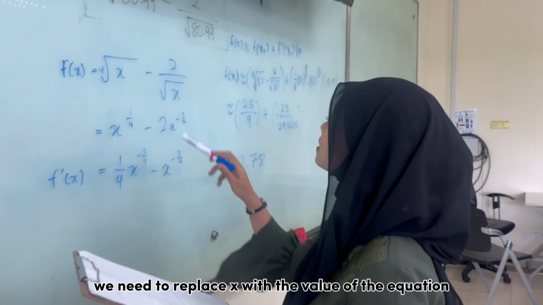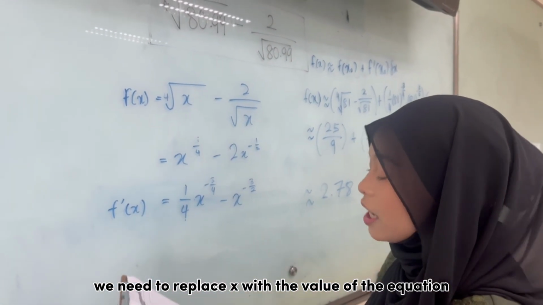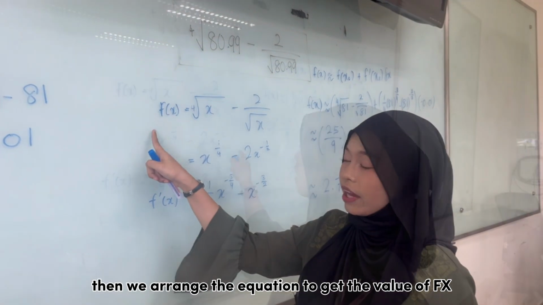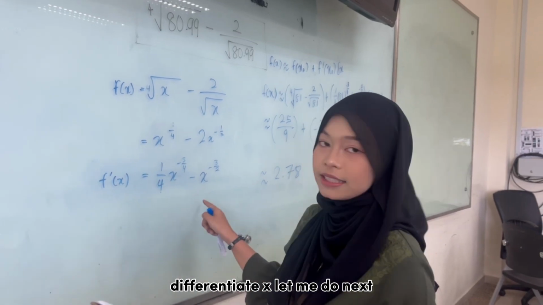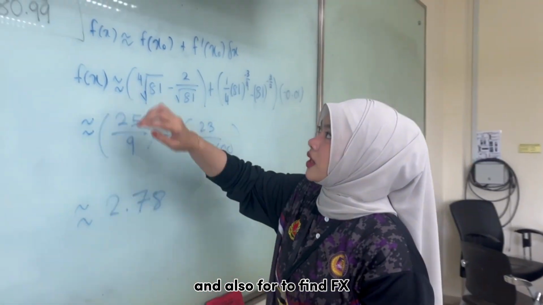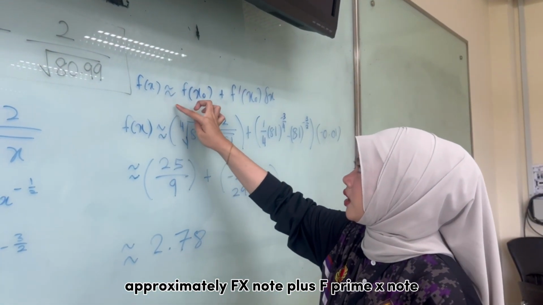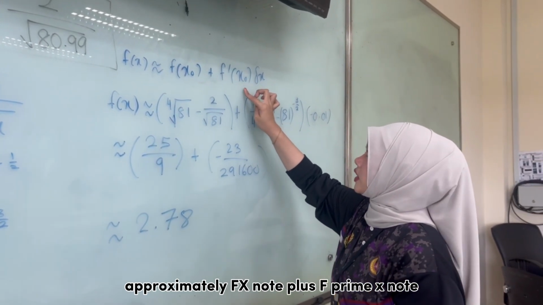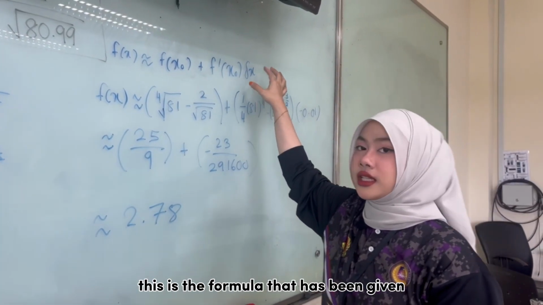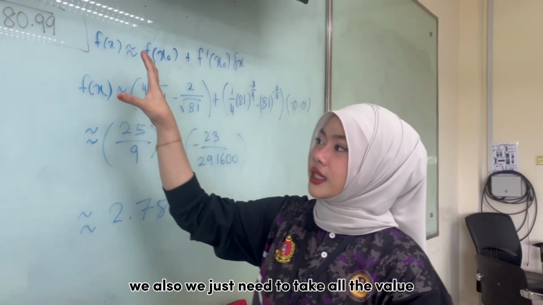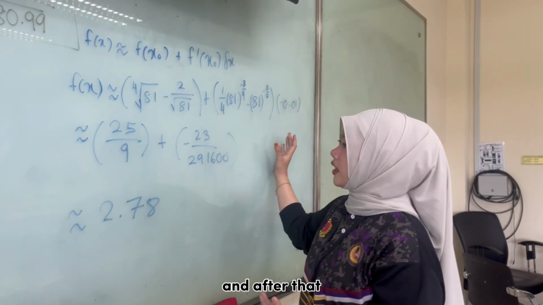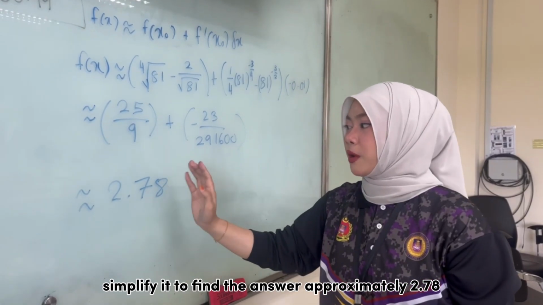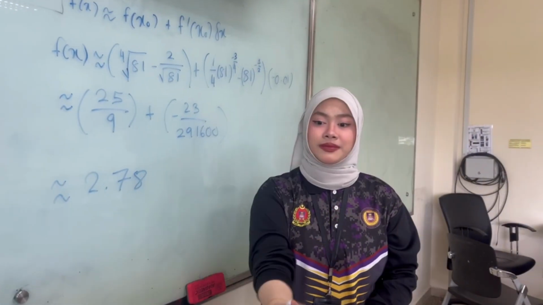After that, we need to replace x with the value of the equation. Then we arrange the equation to get the value of f(x). We need to find f prime x, which is we need to differentiate it. And also, to find f(x) approximately, f(x naught) plus f prime x naught times with delta x. This is the formula that has been given. We just need to take all the value that have been calculated and put it inside of the formula. And after that, simplify it to find the answer, approximately 2.78. Case solved.